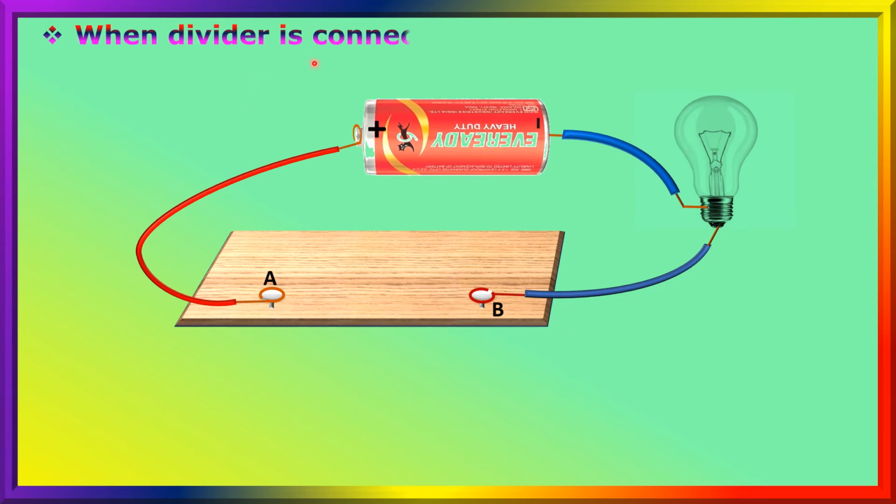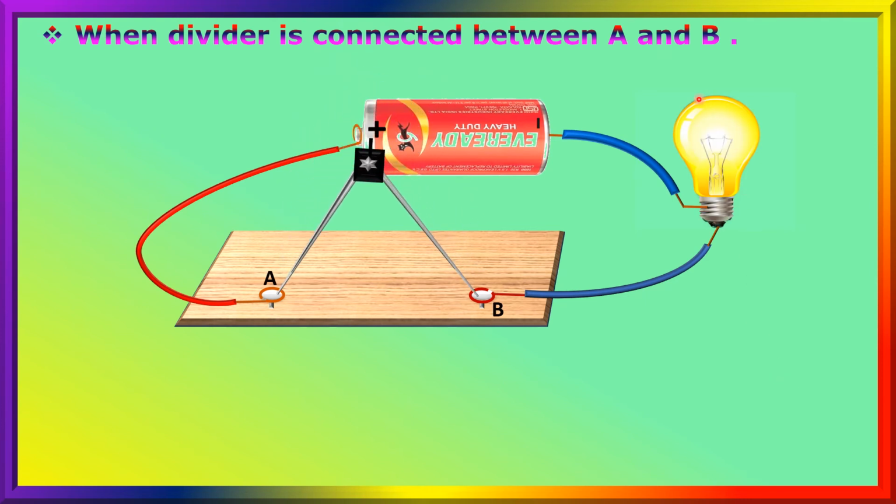when the divider from the geometry box is connected between A and B, see here. Yes, the bulb glows. In this case, the bulb is glowing. That means this metal divider from the geometry box is a conductor because it is allowing the current to pass through it. What is the result? The bulb glows.